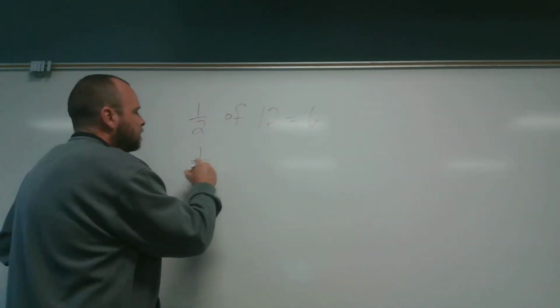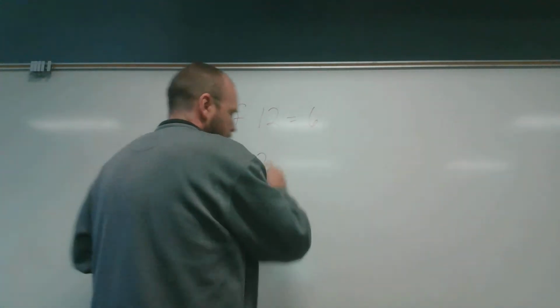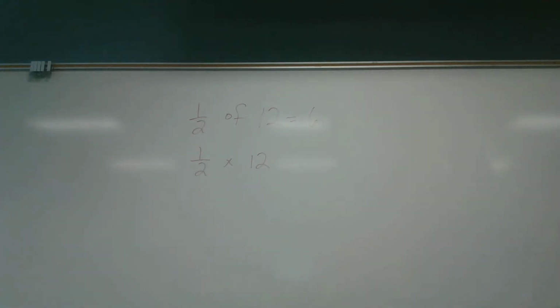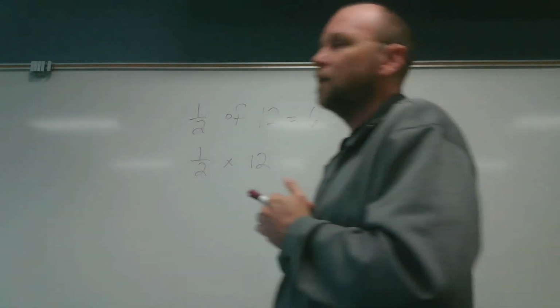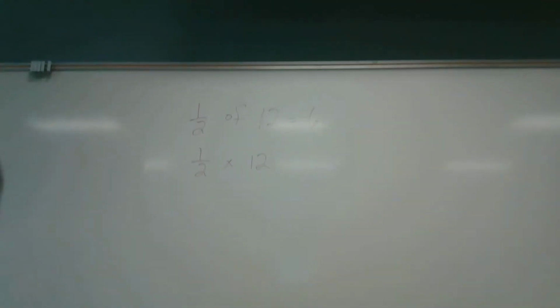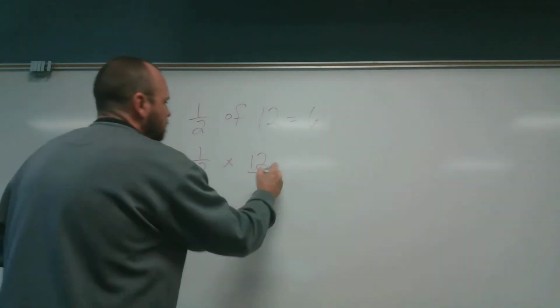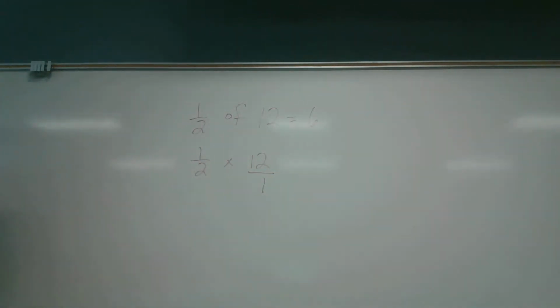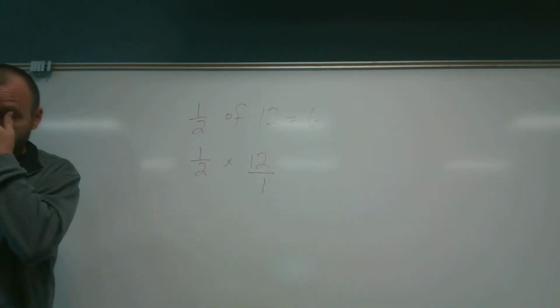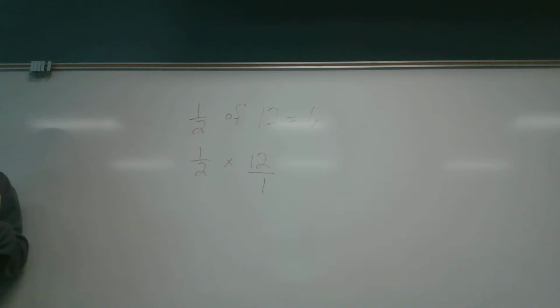If I said 1/2 times 12, when we multiply fractions, we multiply straight across. So Natalie, let me ask you this. I need to turn 12 into a fraction. You do 12 over 1. I know the pencils are down. I wouldn't look and see anybody writing with a red pencil. So you would do 12 over 1.